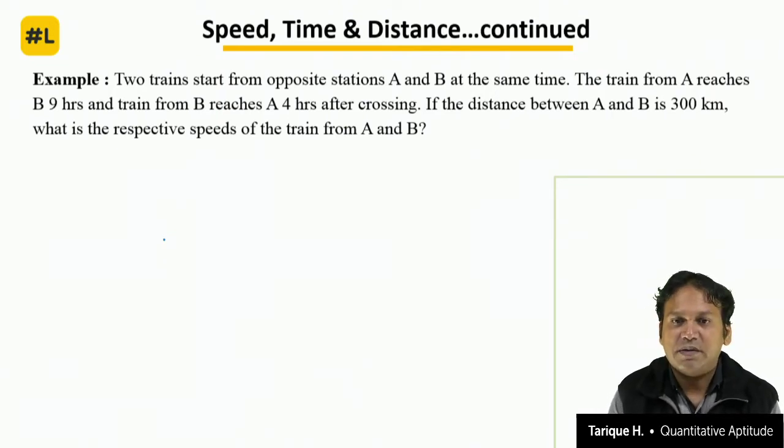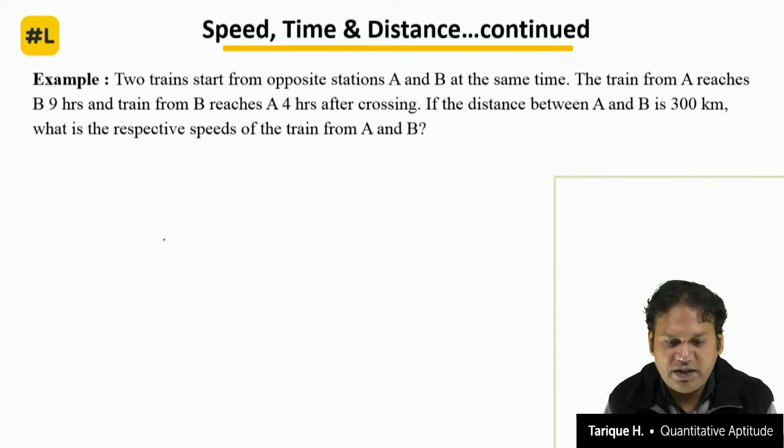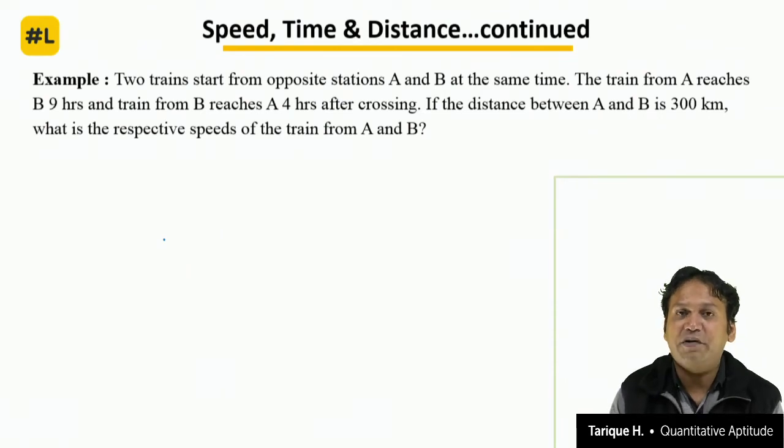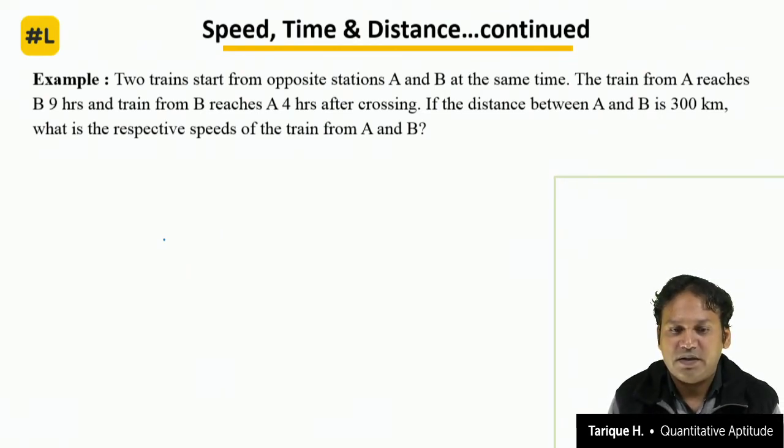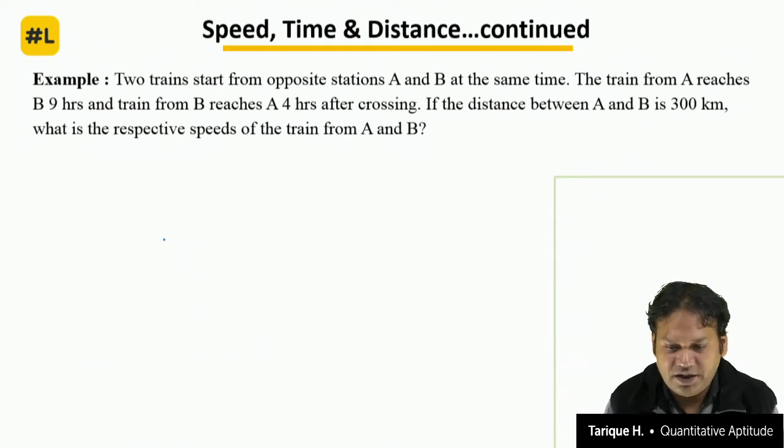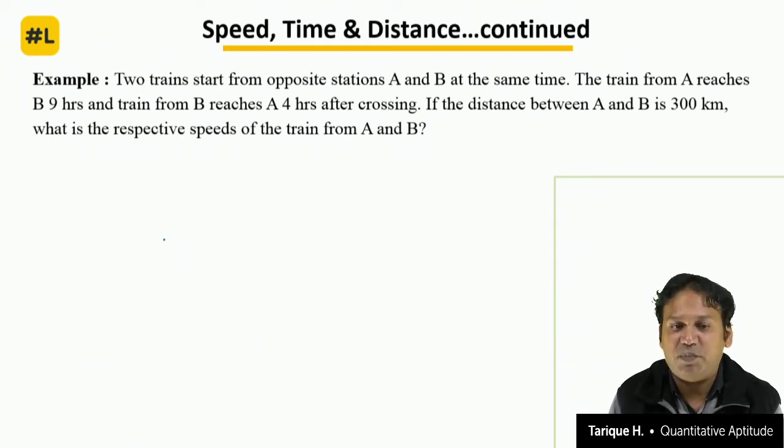The two trains start from opposite stations A and B. The train from A reaches B 9 hours and train from B reaches A 4 hours after crossing. If the distance between A and B is 300 kilometers, what are the respective speeds of the trains?